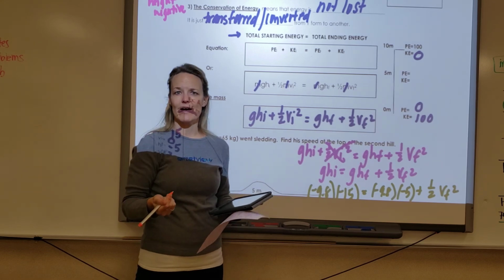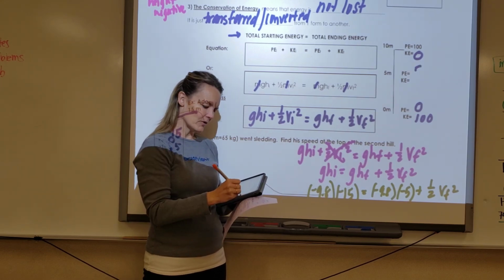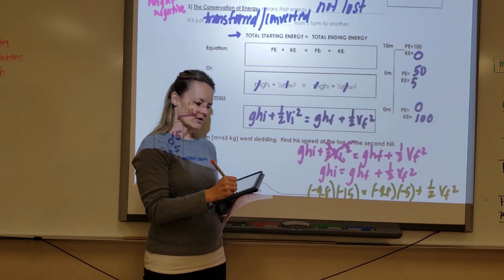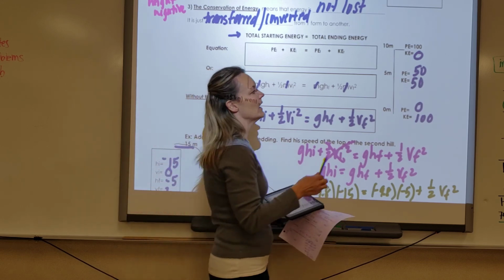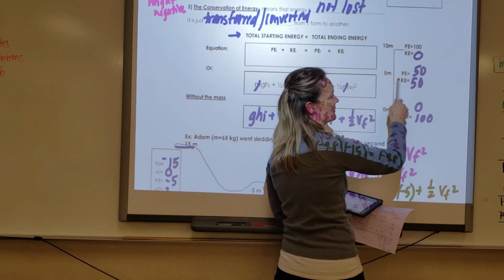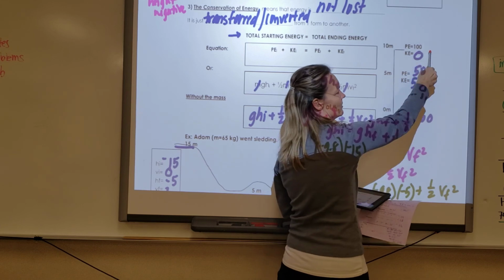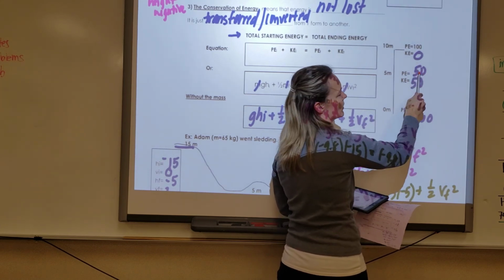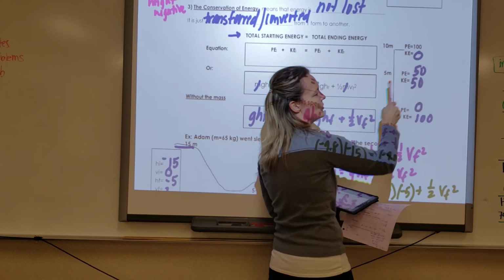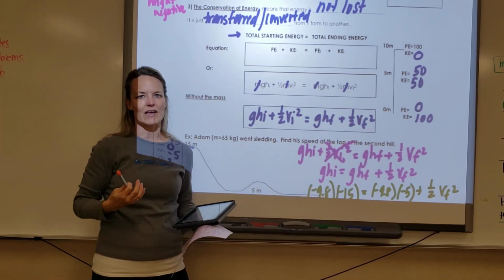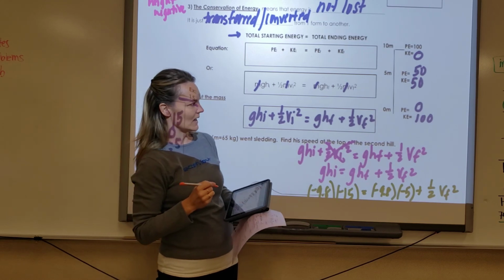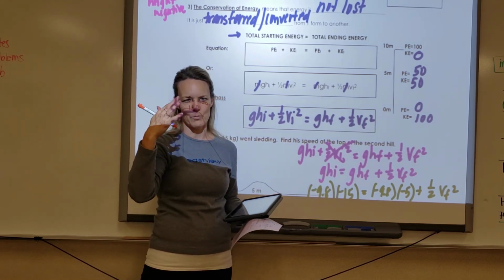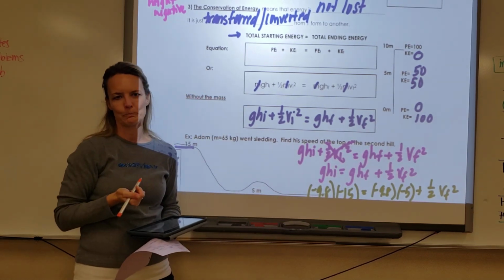Okay? If you are halfway, half of the potential energy has been changed over to kinetic energy. It has to be 50-50 at the halfway point. You have lost half your height, so you have half the potential energy, and you have gained velocity. You're getting faster, so you have gained kinetic energy. They have to add up to the total of 100 as well.